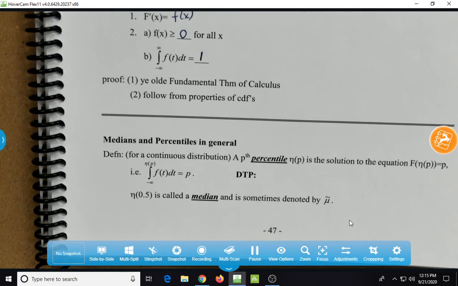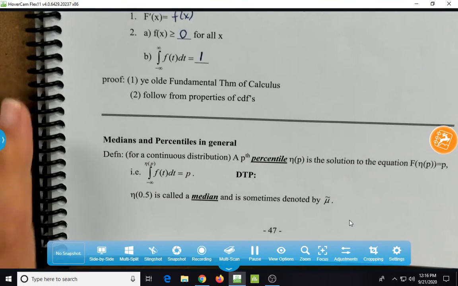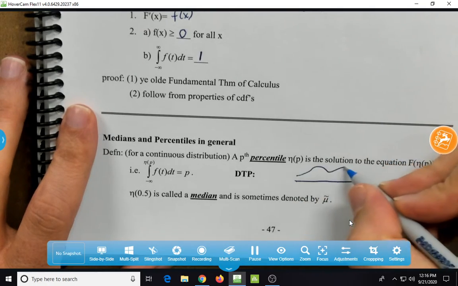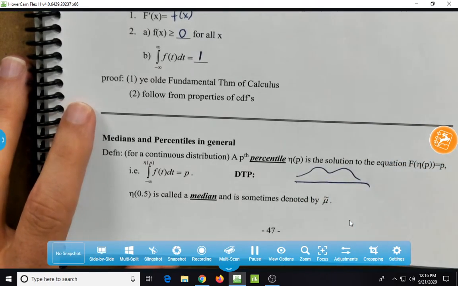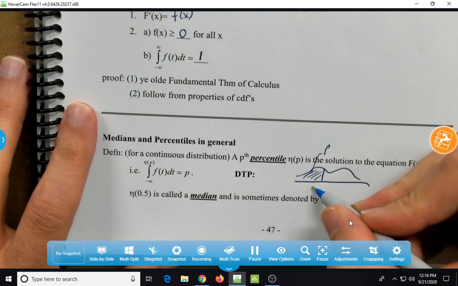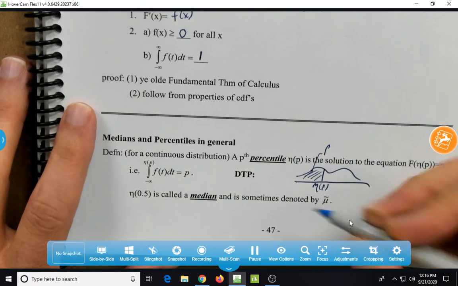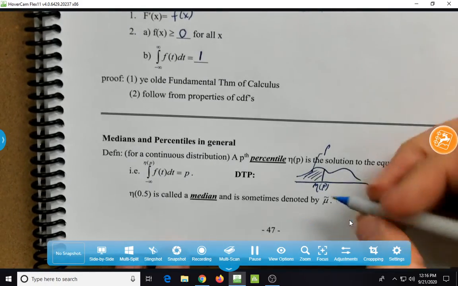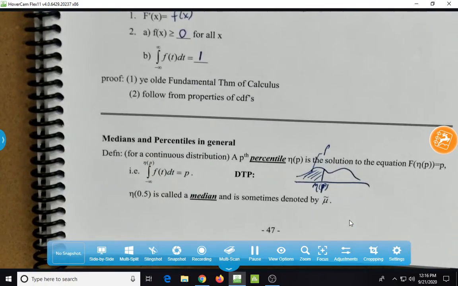So first of all, a percentile is the solution to this equation: the integral from minus infinity to eta of p gives you the probability p. So the picture here is we've got this probability density, and this area here is the probability p. The scaling down here would be eta of p. Greek letter eta, and that's supposed to be a p. So this is the percentile.